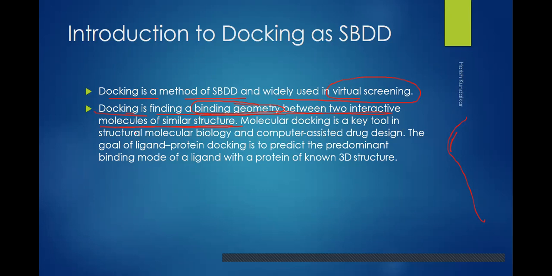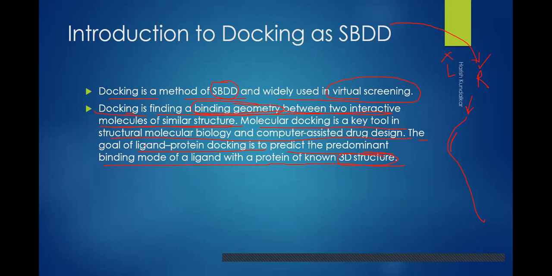Molecular docking is a key tool in structural molecular biology and computer-aided drug design. The goal of ligand protein docking is to predict the predominant binding mode of a ligand with a protein of known 3D structure. So what is essential for us is that we need to know the structure of the protein. It is absolutely compulsory, it is imperative that we know the structure of the receptor. Those methods in which the structure of the receptor is known, but the structure of the ligand is not known, are called structure-based drug design, right? Receptor structure-based drug design. So docking is a method of structure-based drug design.